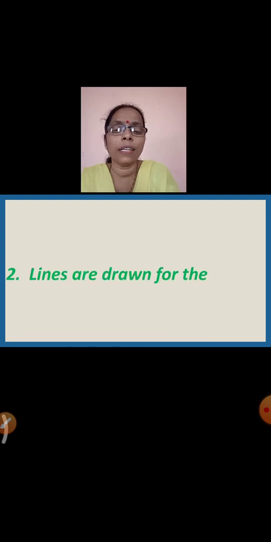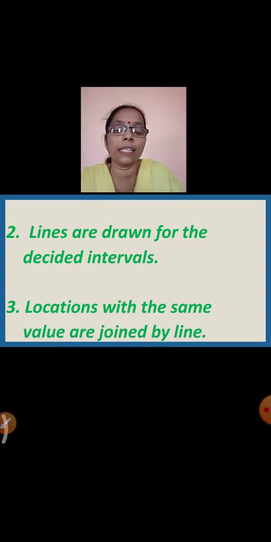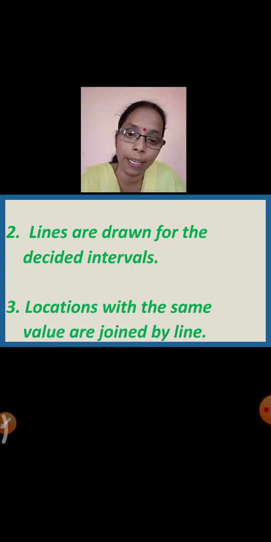Now next, second is lines are drawn for the decided intervals. Accordingly the lines are drawn for the decided intervals, as I showed you in the previous map, like two locations having the same rainfall, temperature, whatever values are there, they were joined together with the help of lines, and accordingly the lines are decided in the intervals. Locations with the same values are joined by a line. So the locations having the same values are joined together in an isoplate map.